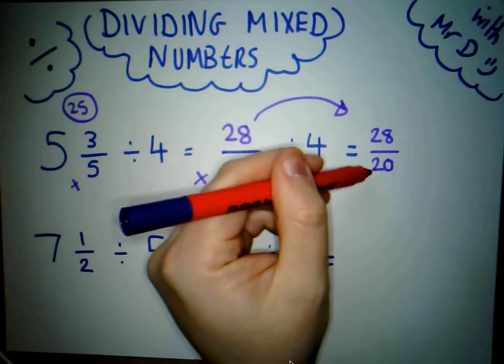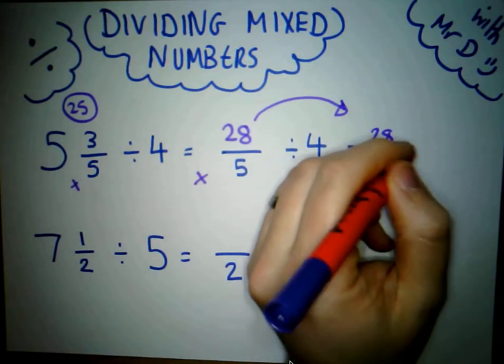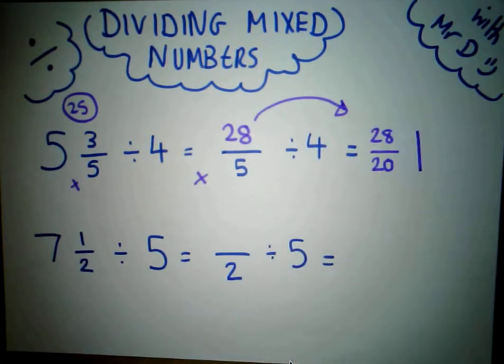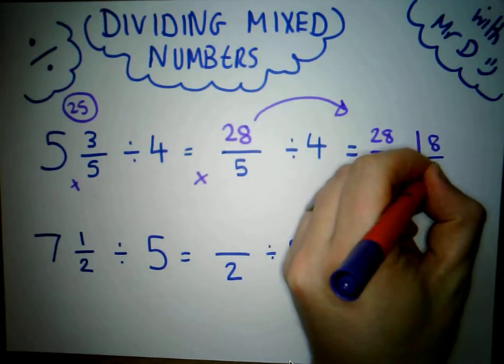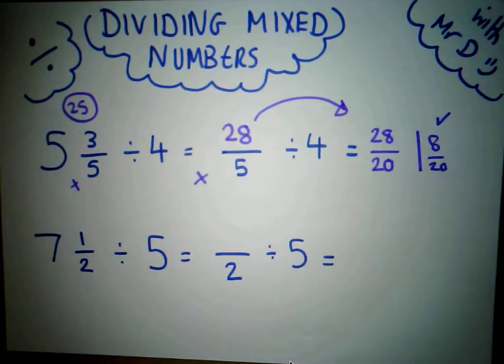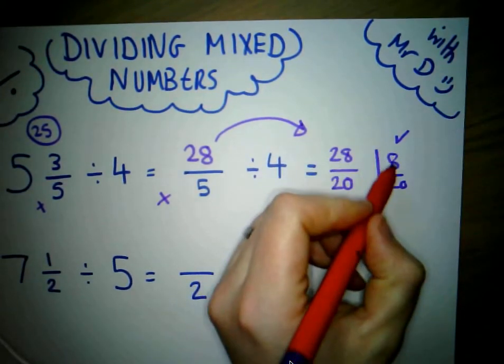So first off, we need to work out how many times 20 goes into 28. Well, I know that 20 goes into 28 once. And I know that there was 8 left over out of 20 pieces. Now you can leave the answer as that, but it's still not in its simplest form because I need to work out how I can divide these.